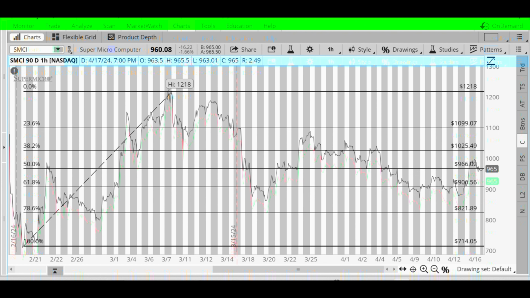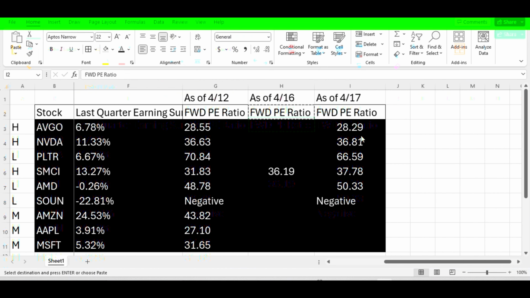Now let's take a look at the Excel sheet and try to figure out where SMCI stands compared with other AI stocks. I went over the sheet with you yesterday and I updated the forward PE ratio, the latest number for all of these AI stocks. You see that SMCI right now is at 37.78. It's still not too high compared with other AI stocks. See that Palantir 66, AMD 50, Nvidia 36, close to SMCI, and Avago or Broadcom is still lower than 30.